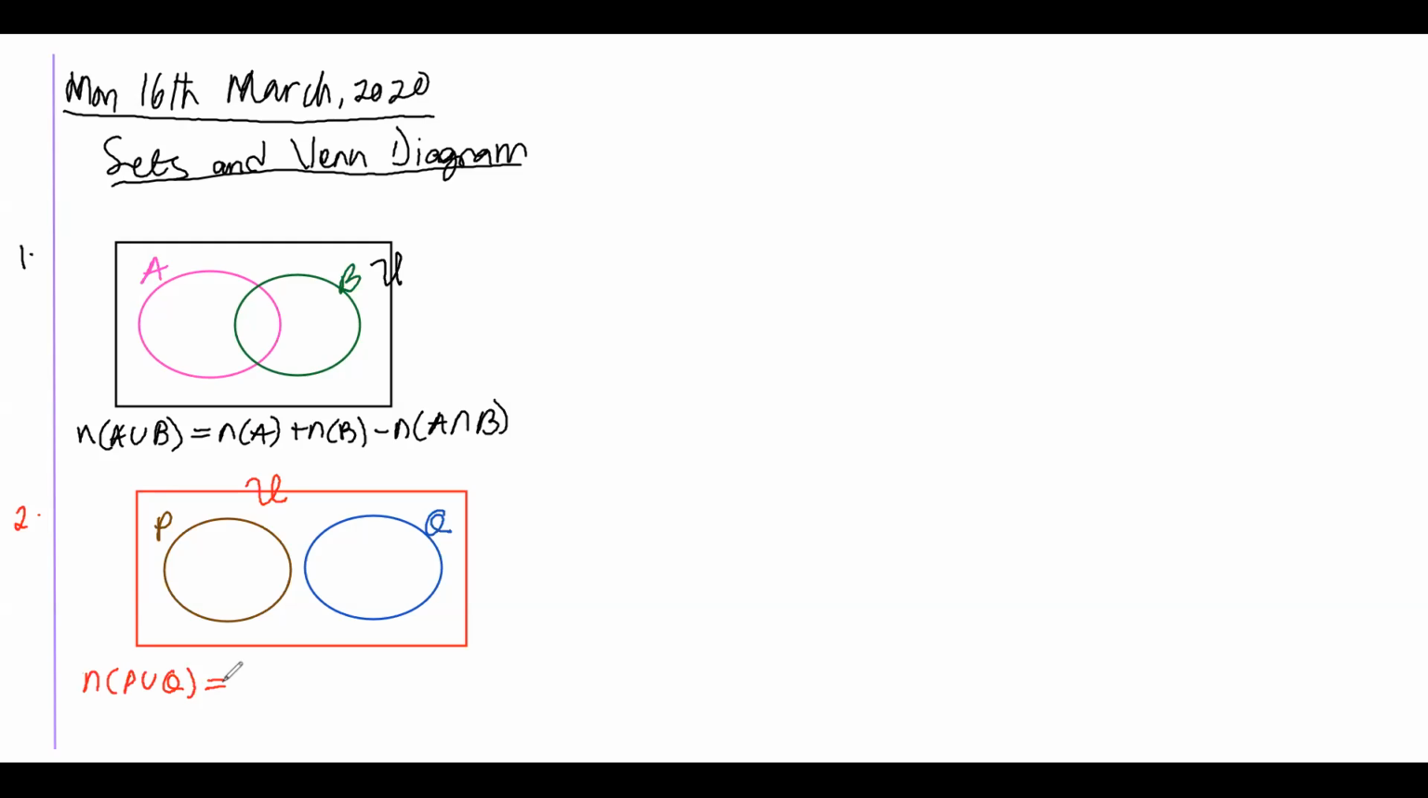Cardinality of P plus cardinality of Q. How about the intersection? There's no minus? No, because they don't intersect, because they are disjoint. Okay, so that makes sense.